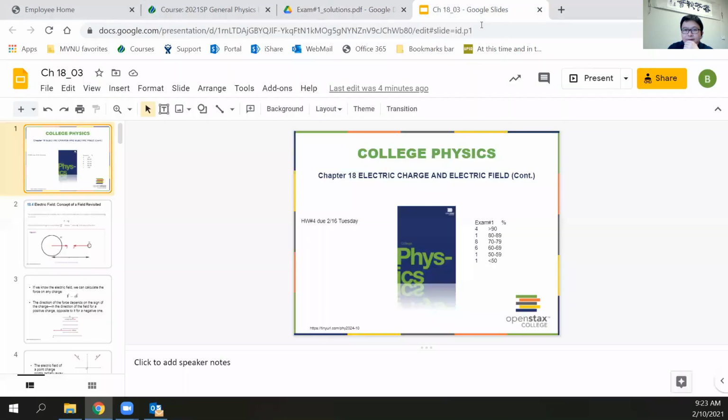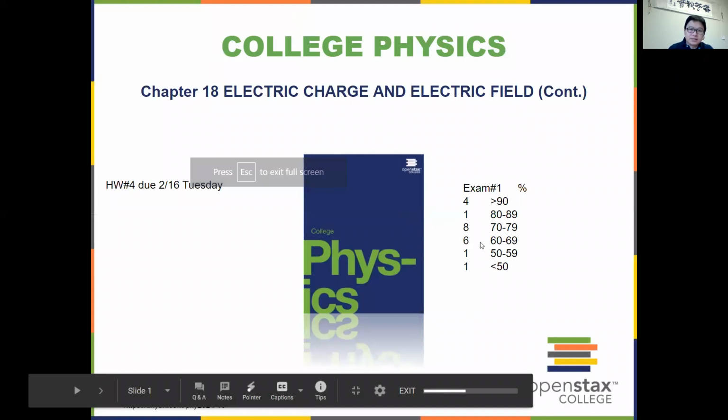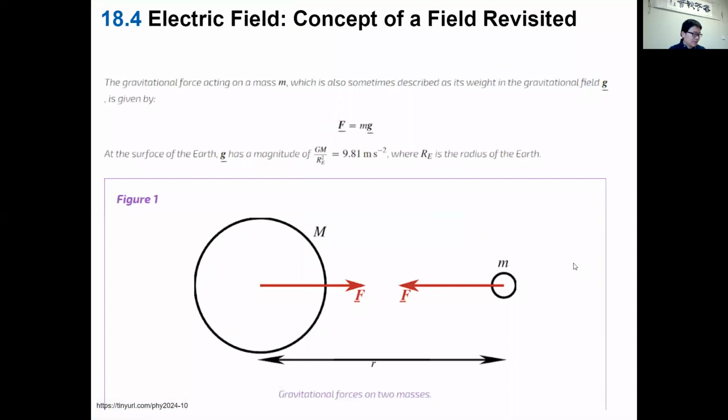Okay, so if not, then we'll go back to the lecture here. Today we'll still be looking at chapter 18. We might get a chance to start chapter 19, but we'll see where we end up.